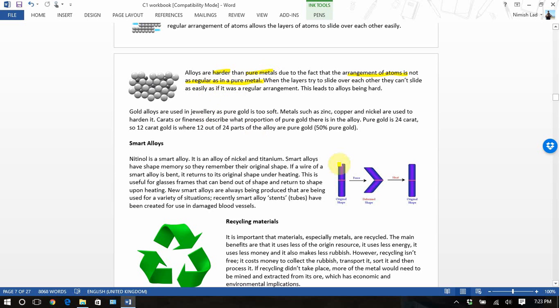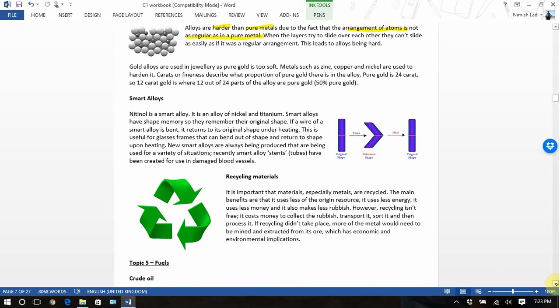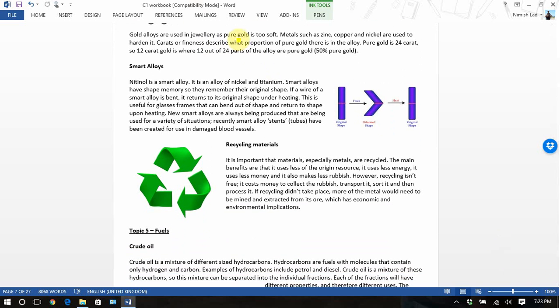So, smart alloys. Nitinol is a smart alloy. It's nickel and titanium put together. Smart alloys have shape memory, so they always remember their original shape. So if a wire of smart alloy is bent, it returns to its original shape under heating.